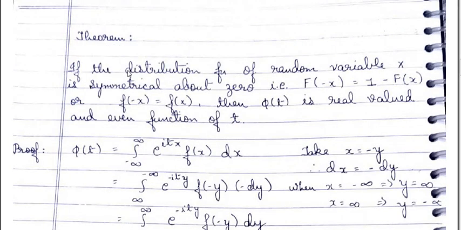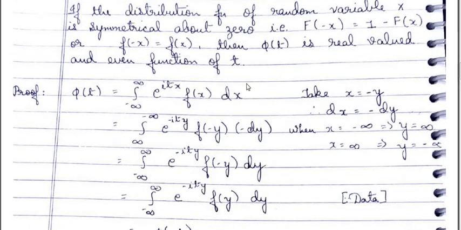If the distribution function of random variable capital X is symmetrical about 0, that is f of minus x is equal to 1 minus fx, or f of minus x is equal to fx, then phi t is a real valued and even function of t, right? So this fx is denoted by the distribution function. So f of minus x is equal to 1 minus fx, where f of minus x plus f of x is equal to total 1, and f of minus x is equal to fx, then phi t is a real valued and even function of t, that we have to prove, right?